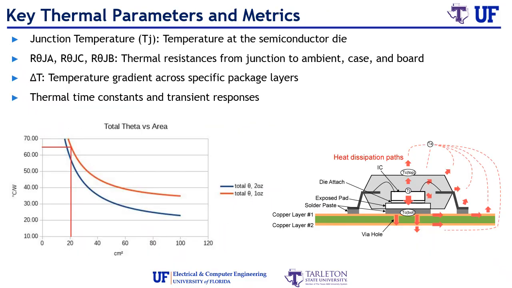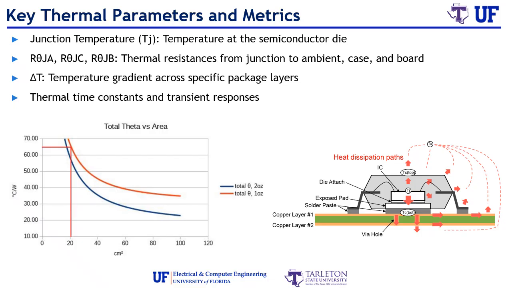Now that we've discussed why thermal testing is important, let's look at the key parameters and metrics that define thermal performance in semiconductor devices. The first and most critical is the junction temperature, denoted as T sub J. This is the temperature at the semiconductor die, and it directly affects the device's electrical performance, reliability, and lifetime. Keeping the junction temperature within safe limits is essential to prevent damage or accelerated aging.